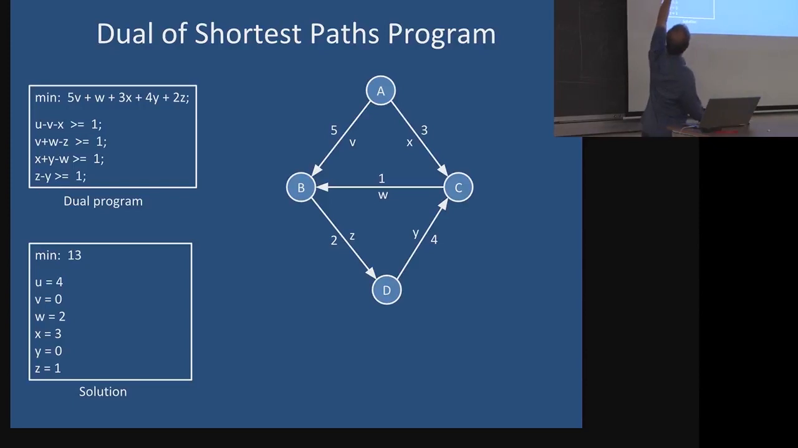So these constraints are saying that for every vertex, well, let's look at u minus v minus x. That's the A one. Let's do v plus w minus z. What's that saying? What's v plus w? That's how many times you enter B. Z is how many times you leave it. So it's just saying that every time you enter B, you must leave it except once.